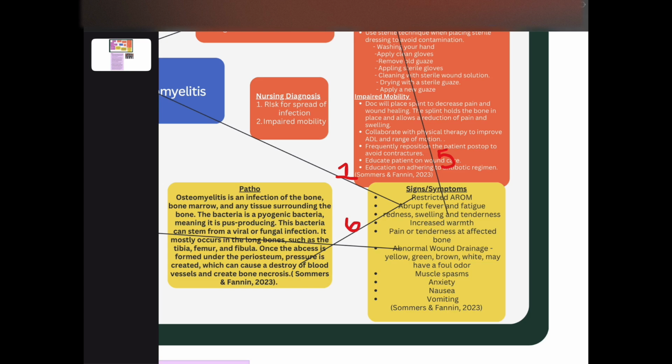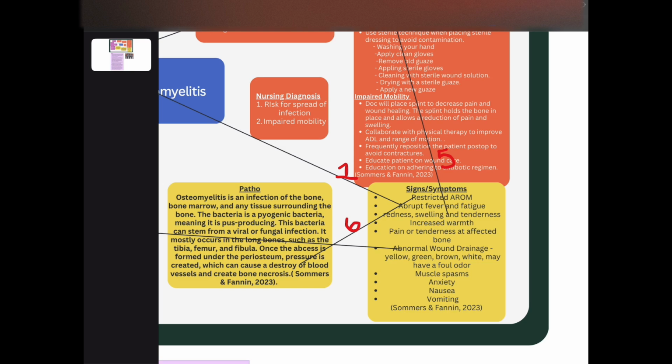We're going to see that redness, swelling, and tenderness. We have a lot of pressure, and the blood vessels are becoming destroyed. So that's where we're going to have that. We're going to have increased warmth. We're going to have pain or tenderness at the affected site. Like I said again, we have that pressure that's being built. We're going to have abnormal wound drainage. It could be yellow, green, brown, white, and may have a foul odor.